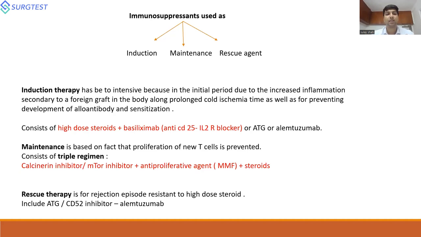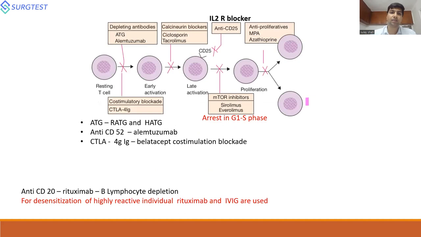And when an episode happens, even on immunosuppressants, you use rescue agents. Rescue agents are basically either very high-dose steroids, or if that also doesn't work, antithymocyte globulin or alemtuzumab, which is a CD52 inhibitor. I know you will not understand what all of these mean. That is why we'll come back to this after understanding what this diagram means.